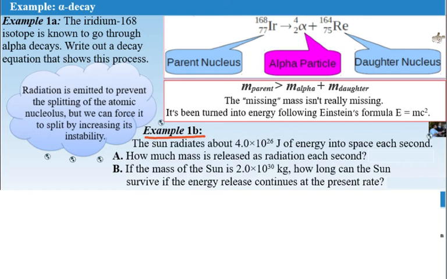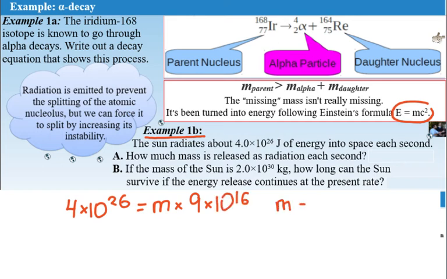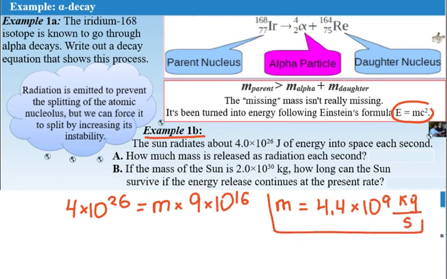use the mc² formula. Energy is given. So I can say the energy that is released is 4×10²⁶ and equals the mass times c squared, (3×10⁸) squared, so 3 squared and 10 to the 8th squared. So the mass is equal to 4.4×10⁹ kilograms each second. So this is how much mass is lost by the sun each second by the radiation that's happening each second.